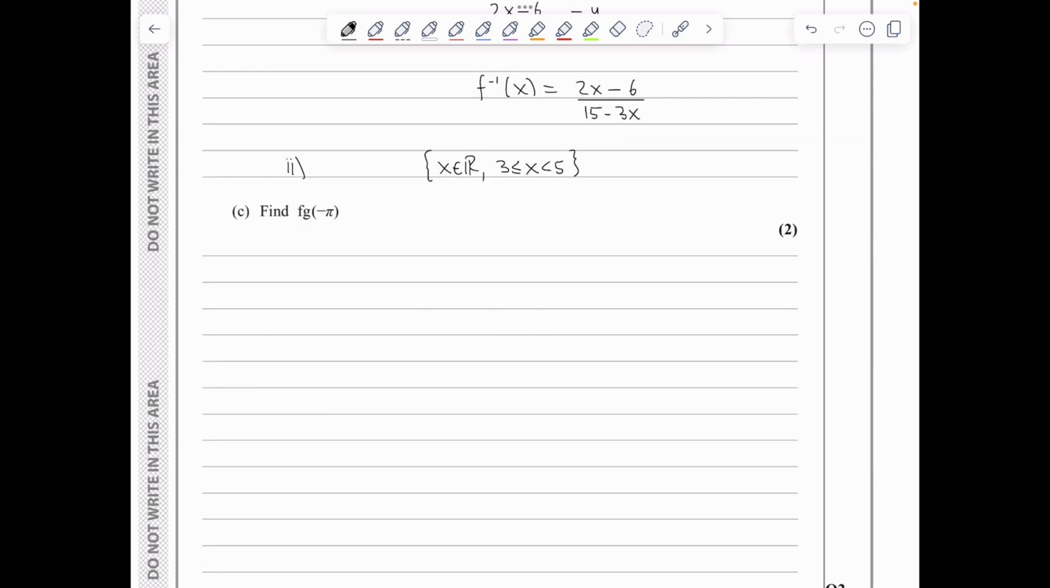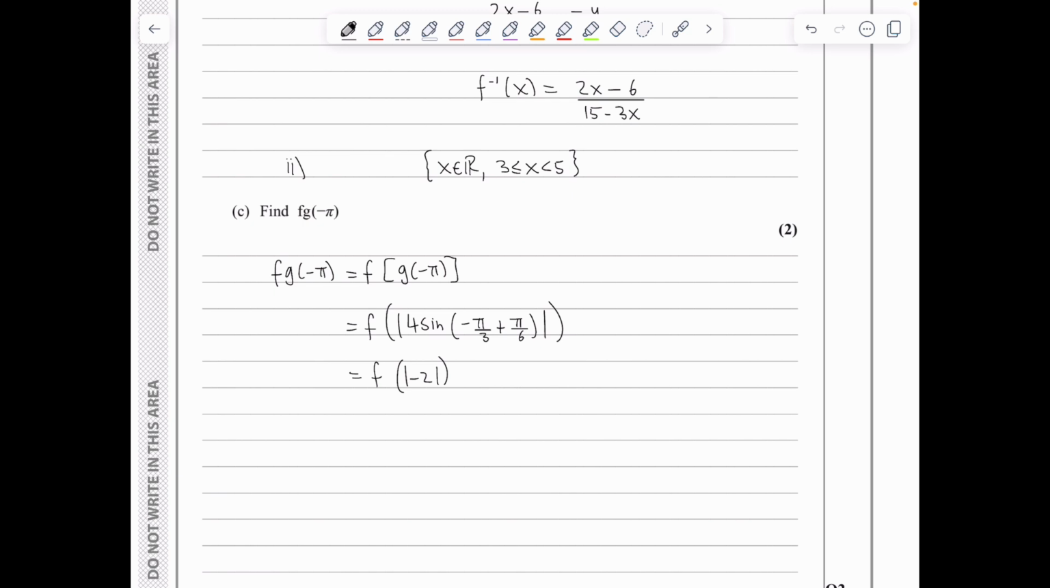In C, we need to find f of g of negative pi, so it's a composite function. So we know that we always start from the inside, so it's f of g of negative pi. So I will be evaluating g when x is negative pi. So this is f of the modulus of 4 sine of minus pi over 3 plus pi over 6. So we find that this is f of the modulus of negative 2. When I evaluate the inside over here, all of this gives me a negative 2. Well, the modulus of negative 2 is 2.